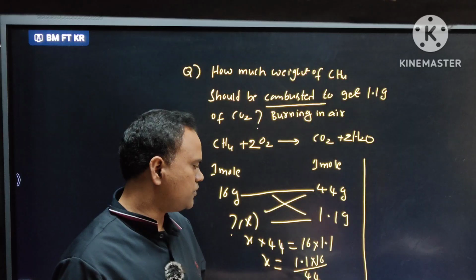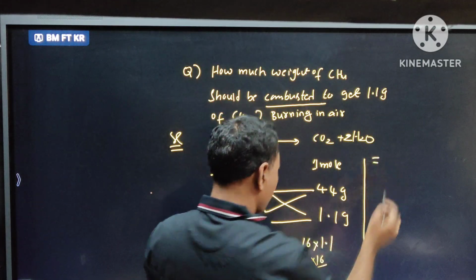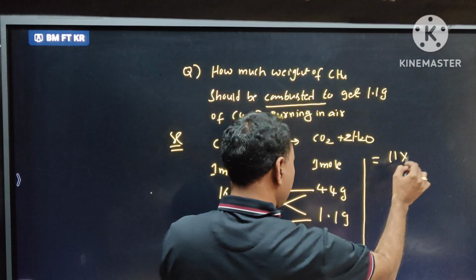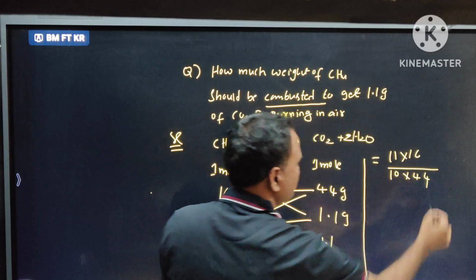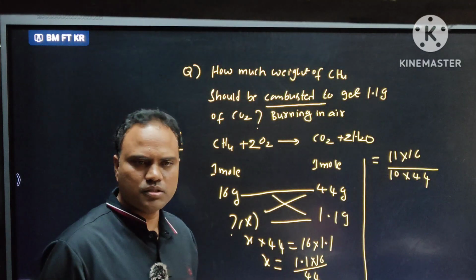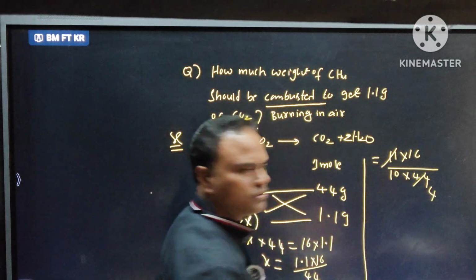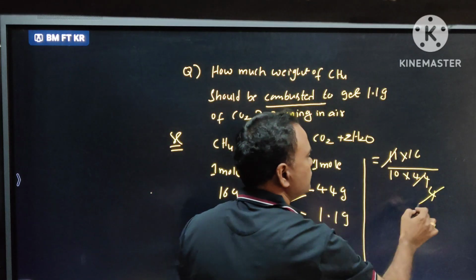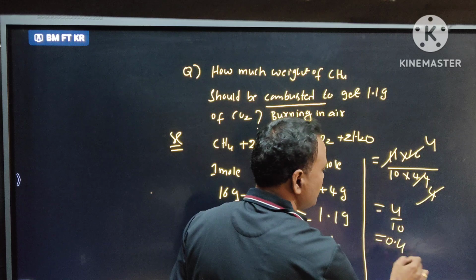We can write it like this: 11 by 44 into 10 here. 1.1 can be written like this: remove the point and in the denominator write 10. Clear? 11 into 4, next 4 into 4. So 4 by 10. 4 by 10 means 0.4 grams.